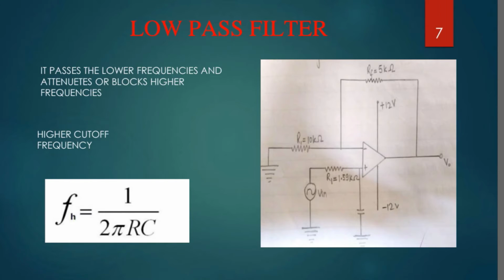Low pass filter. It passes the low frequencies and attenuates or blocks high frequencies above the cutoff frequency. The frequency formula is given here: 1 by 2 pi RC, where C is the capacitance and capital R is the resistance. In the figure, R1 is given as 10 kilo ohms and another R1 as 1.5 kilo ohms, the supply is plus 12 volts and minus 12 volts, and RF is given as 5 kilo ohms.